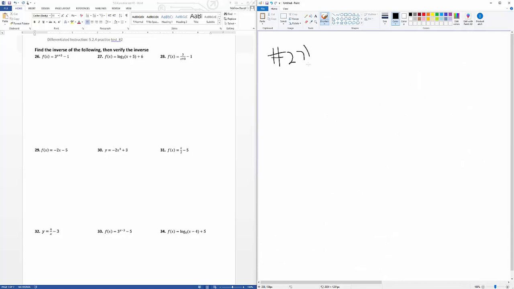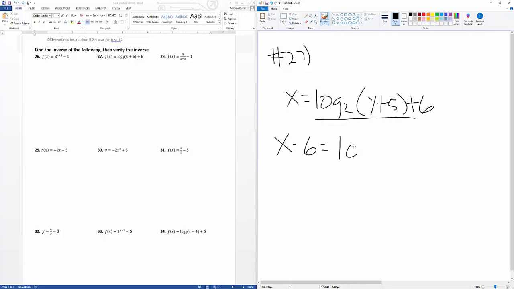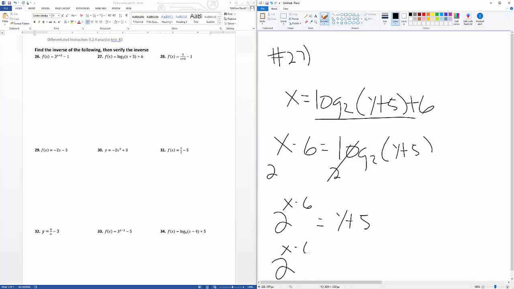So number 27, switch the x and y. So you're going to get x equals log base 2 of y plus 5, plus 6. So isolate the log, so minus the 6. And then the inverse to log base 2 is base 2. So you take base 2 to both sides. Minus 5 on both sides. And that's going to equal my y.